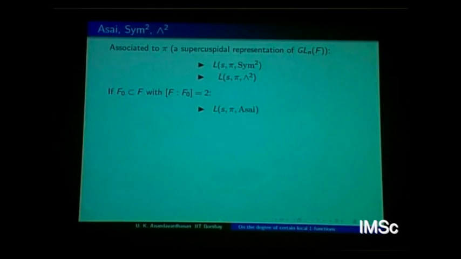If you have a quadratic extension, then associated to pi of GL_n(F) there is this L function; in order to define it, I need this picture of a quadratic extension. So these are the L functions that we want to consider. And a quick aside: very generally you can consider L functions of the form L_S(s, pi, something).